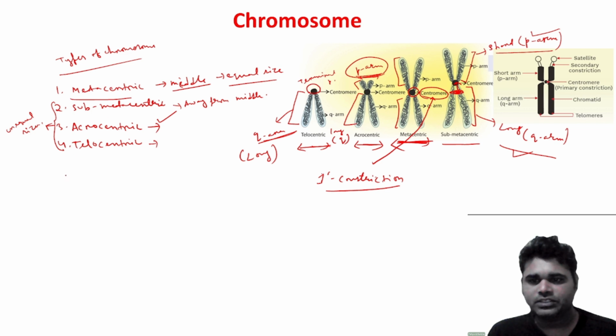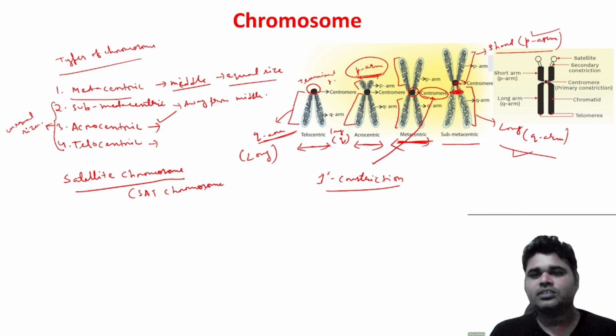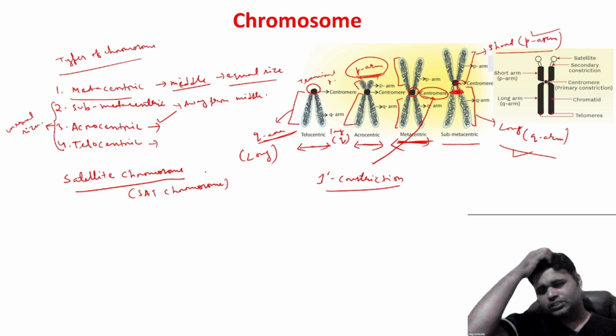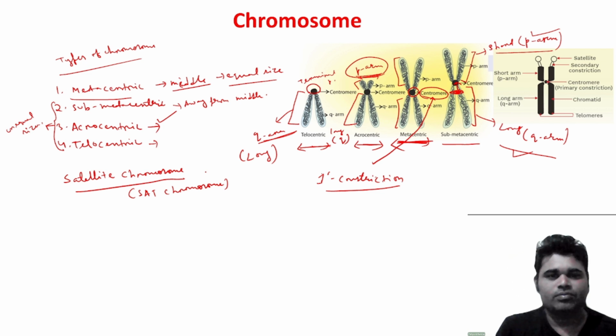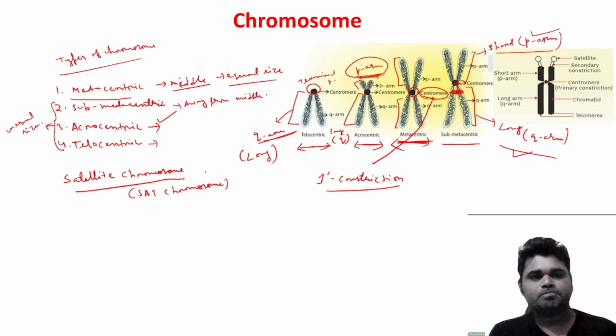Another chromosome is present, that is called the satellite chromosome, or you can say the SAT chromosome, which is the same, that is the satellite chromosome. So what is the satellite chromosome? One is the chromosome, one is the satellite chromosome. So what is the difference between them?